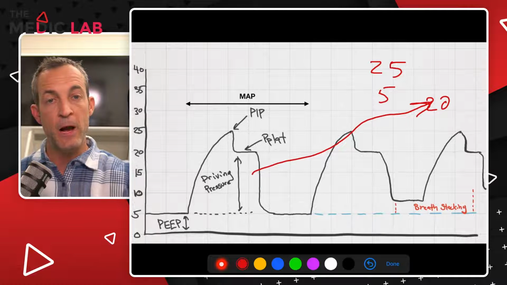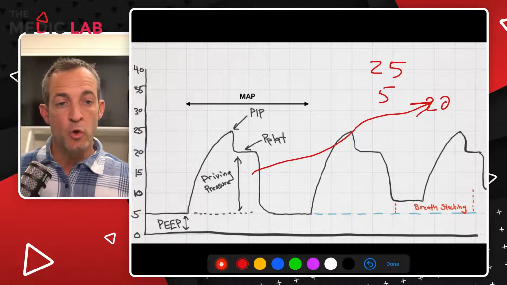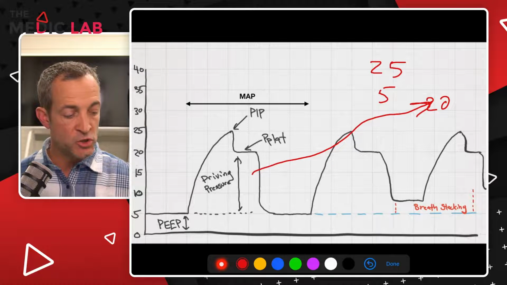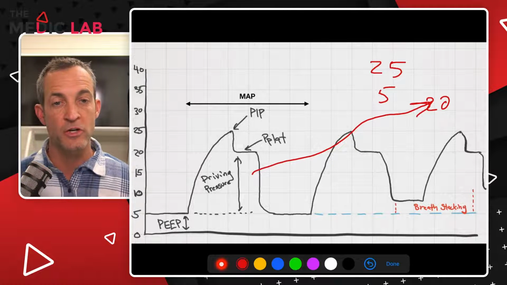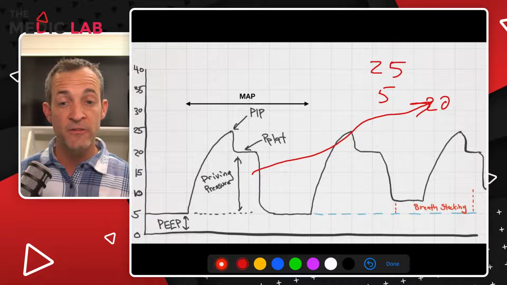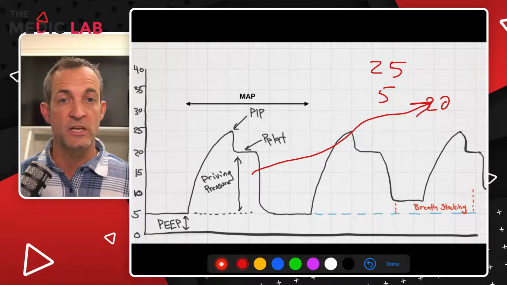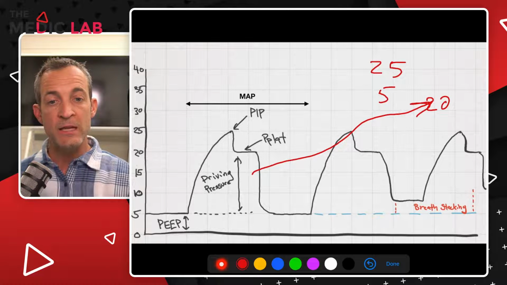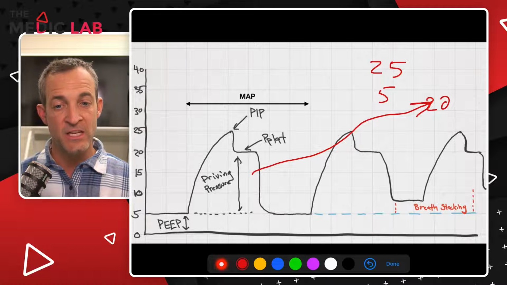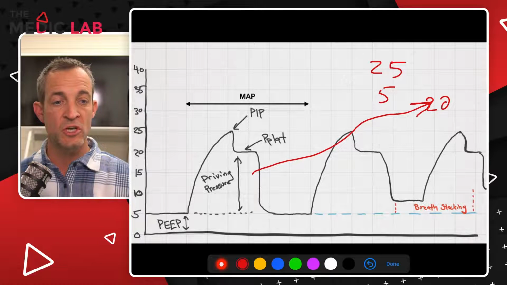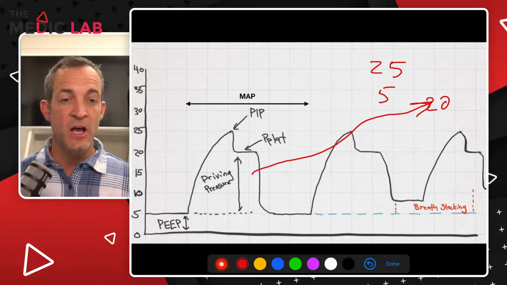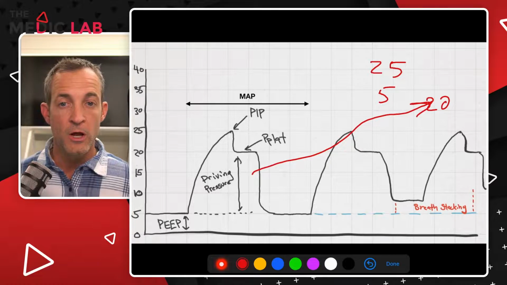So if you bring your PEEP up to 10, you help recruit more of those alveoli, you improve oxygenation, but you also reduce that driving pressure. And that driving pressure has been shown to play a significant role in the ventilator-associated lung injury. So keep those plateau pressures less than 30, keep that driving pressure less than 15, adjust your volumes, adjust your PEEPs accordingly, and do your best to keep the patients from developing further lung injury.